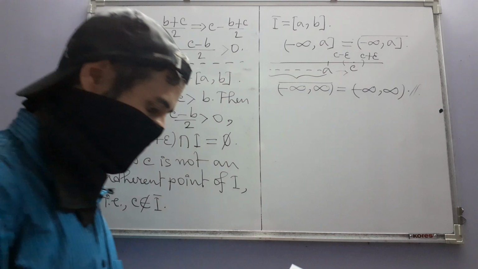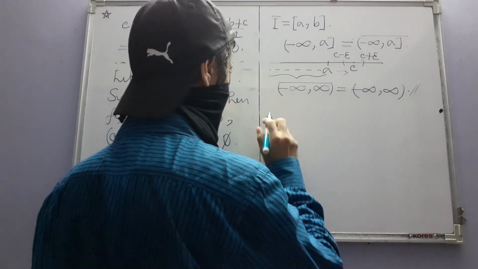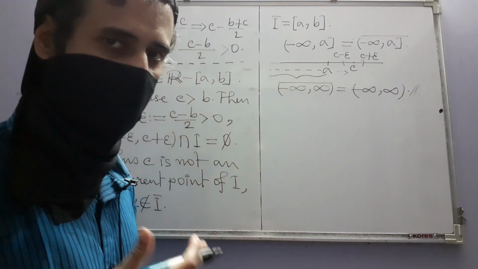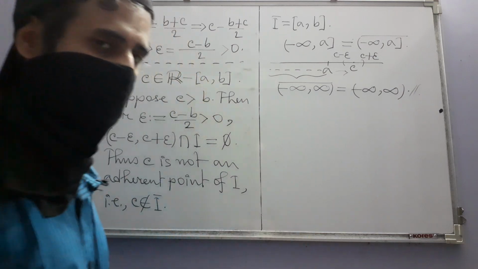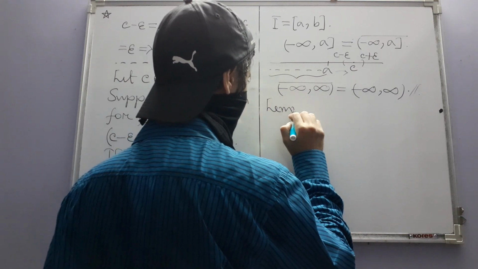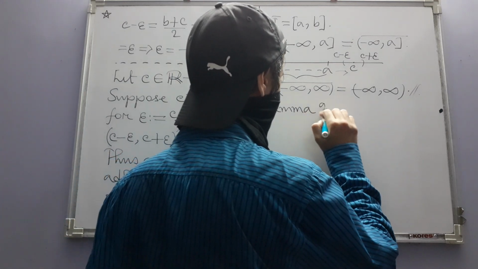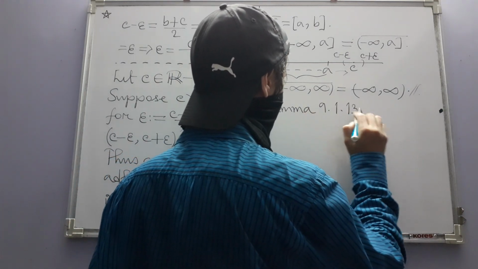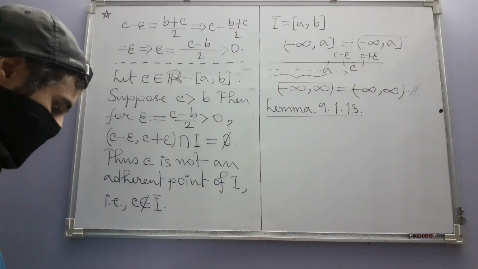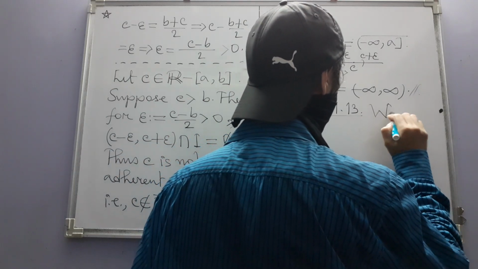Now, before I end this video, let me just state another lemma, the next one. We do not only have intervals in R, we have other sets also that are important. Their closures can also be calculated. So the next lemma is about that. Lemma 13. The closure of, instead of writing so much, we can just simply write like this.